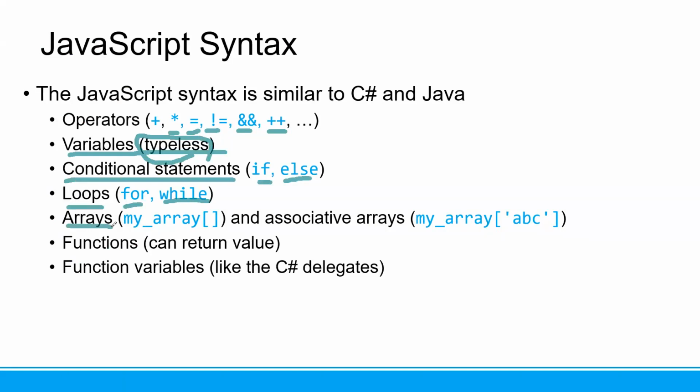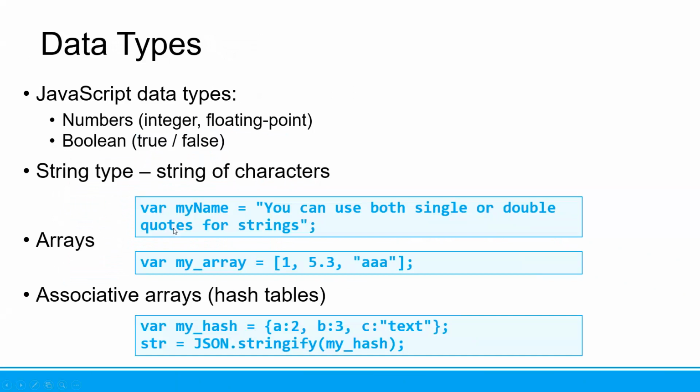Yeah, in many programming languages, they have array. But this array is somehow different, you can see later what is the array in JavaScript. And we have also associative arrays. We have functions that can return value, and we have function variables like the C# delegates. So it's more about the web. Now let's see one by one.